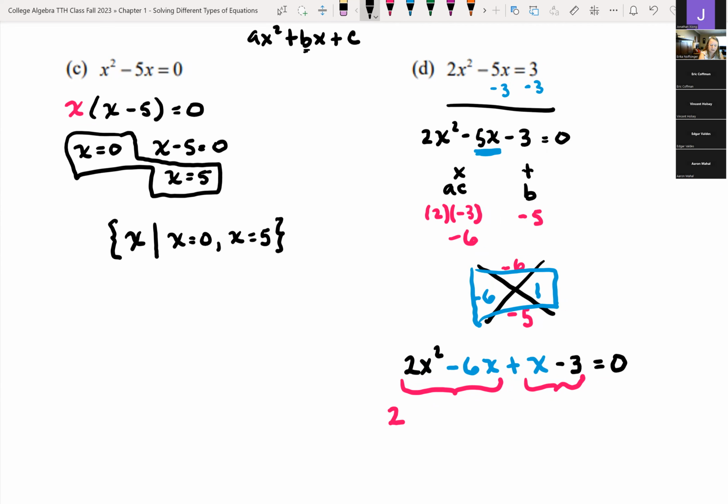If I pull out a 2, I also want to pull out the variable x, because I have a single x in common. So if I pull a 2x out of that first term, 2x squared, you're left with a single x. You're left with a single x. And then pulling out a 2x from negative 6x, we're left with a negative 3.